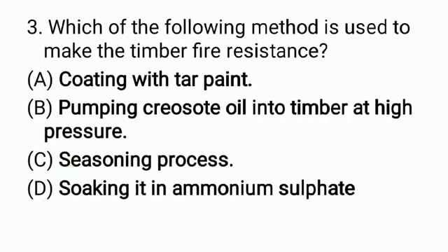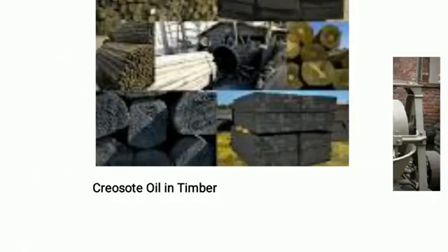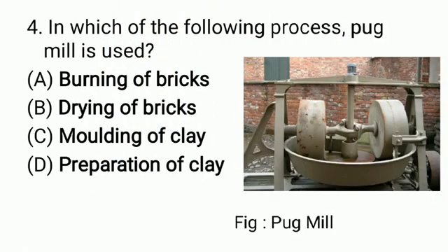Next question, in which of the following processes is a pug mill used? So here you can see the picture of a pug mill. Okay, it looks like this. So this pug mill is basically used for preparation of clay for making bricks. So our answer will be D, right?